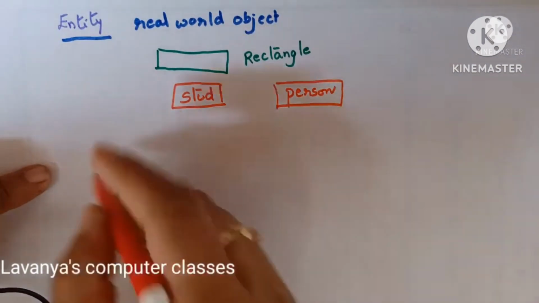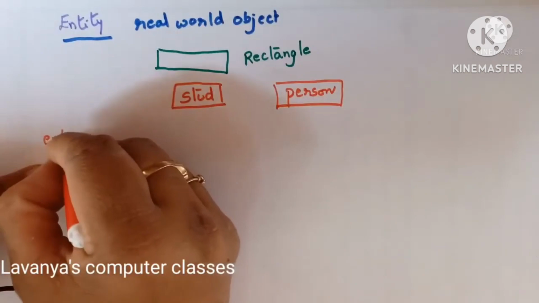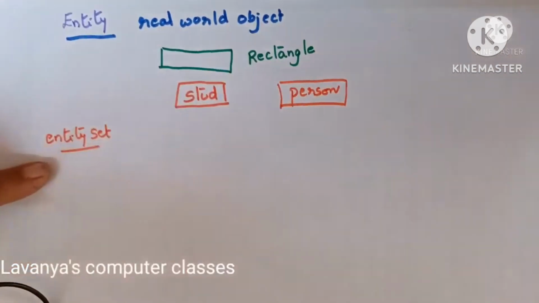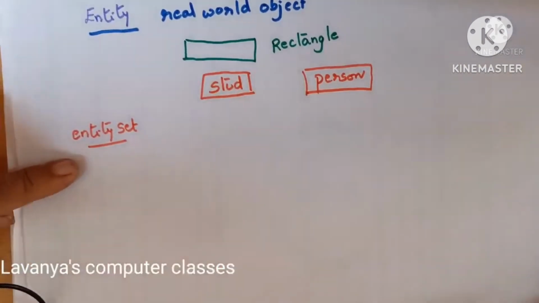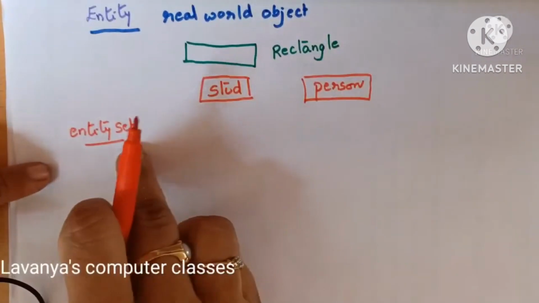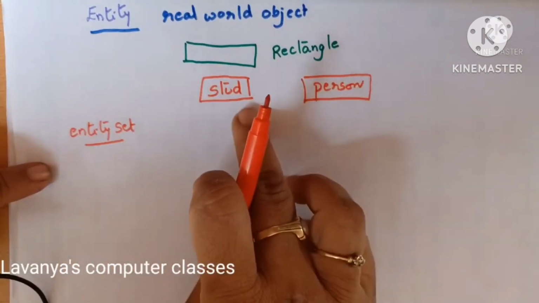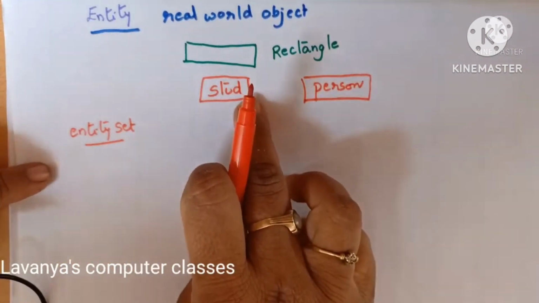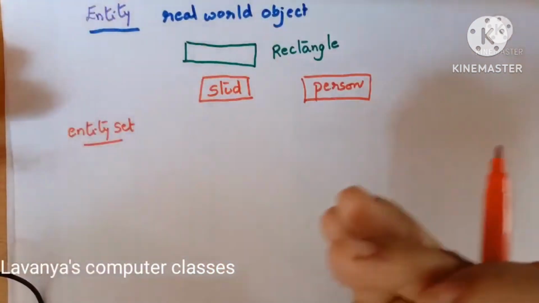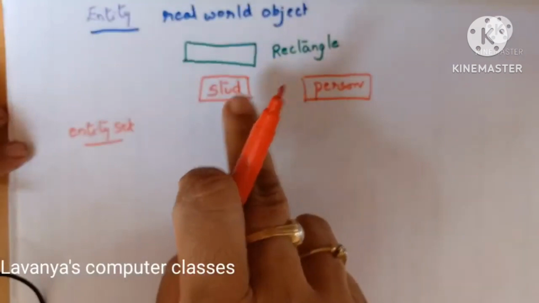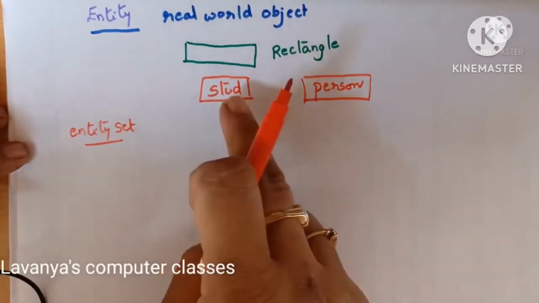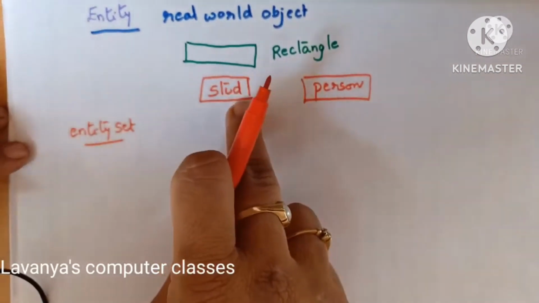Now we go for entity set. What is an entity set? Collection or set of entities is known as entity set. Collection of all entities is known as entity set. Entity means one real world object. So one student is called as one entity, and collection of all students is called as entity set. So this is the representation of entity set.